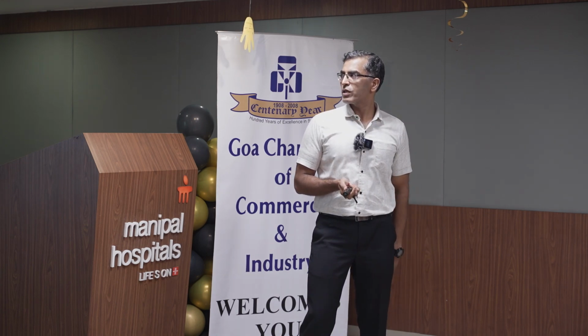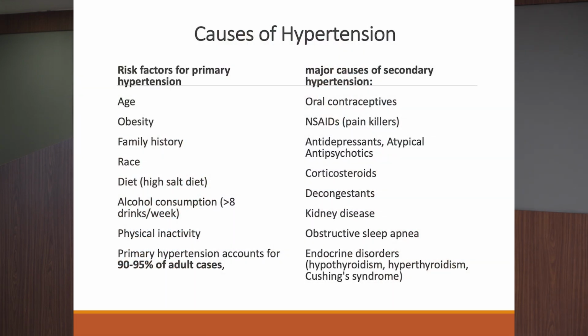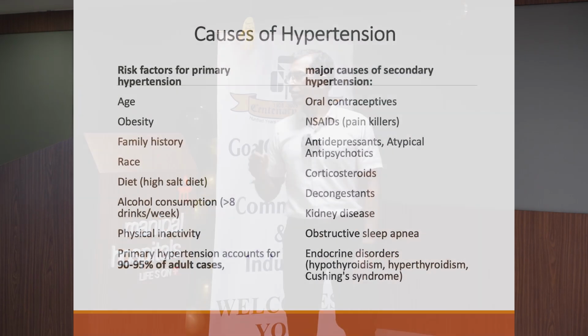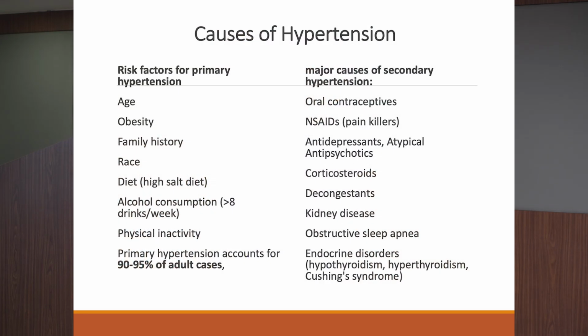So what are the risk factors for primary hypertension? Age, obesity, family history, race, diet, a lot of alcohol, more than 8 drinks per week. Does anyone know what one drink is? It is 45 ml of whiskey, rum or vodka, which is 42% proof alcohol, or 1 pint of beer. Then physical inactivity.